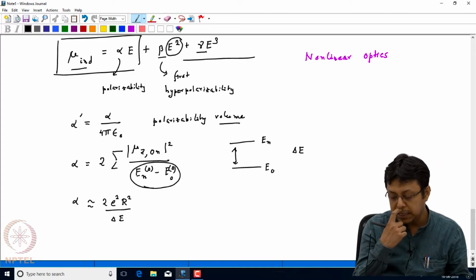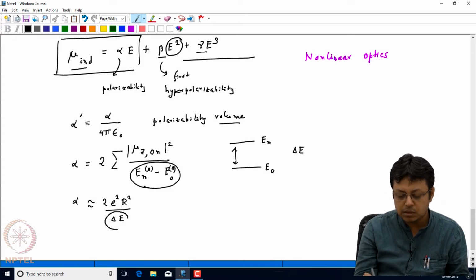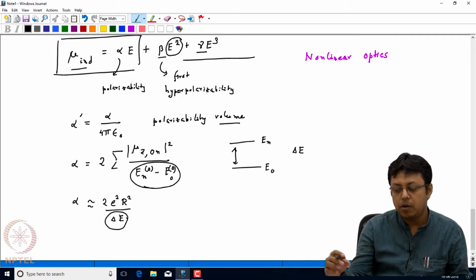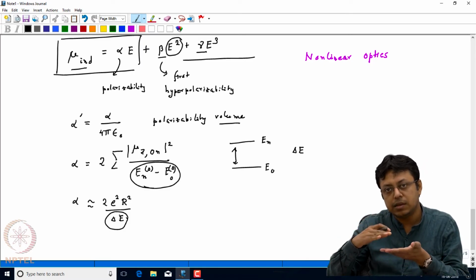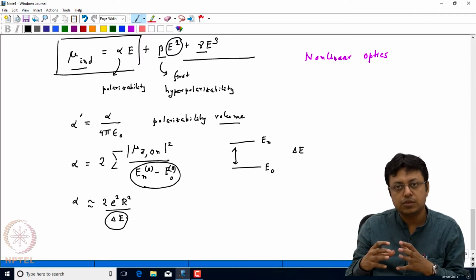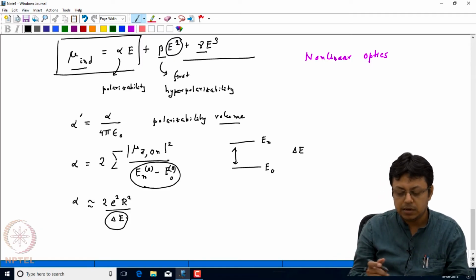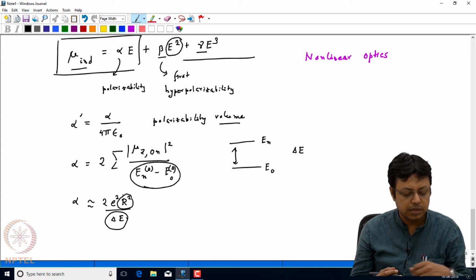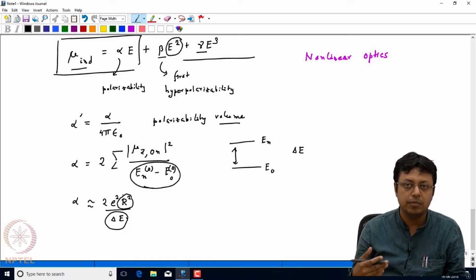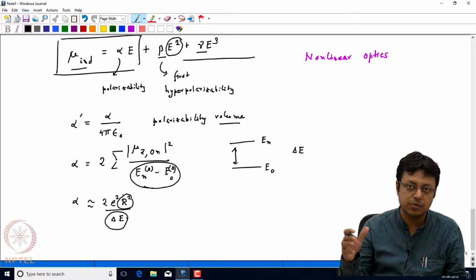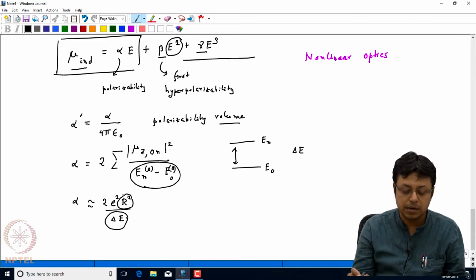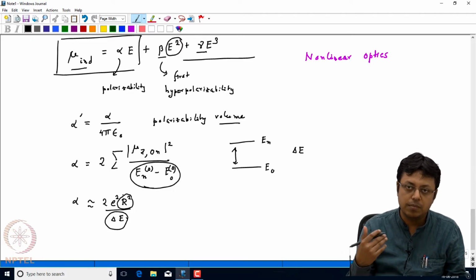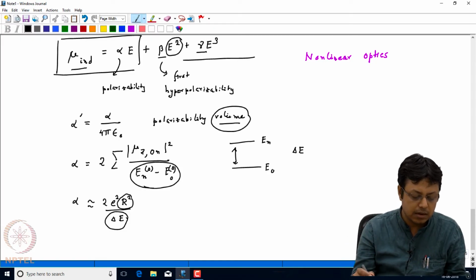Now, as you can see, if I reduce the delta E, that is, if I have less separation between HOMO and LUMO, then I will have more polarizability. Also, if we have more R square, which means more of the distance between the dipoles, which directly connects to their volume, I will have more and more polarizability. But to get to know why we are calling it a polarizability volume, let's do one more step.